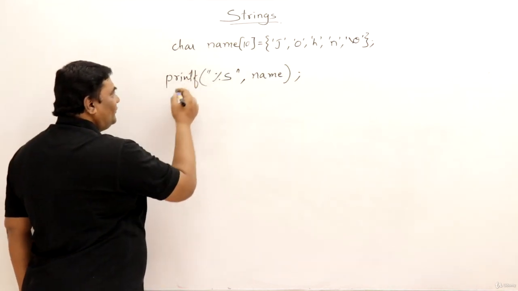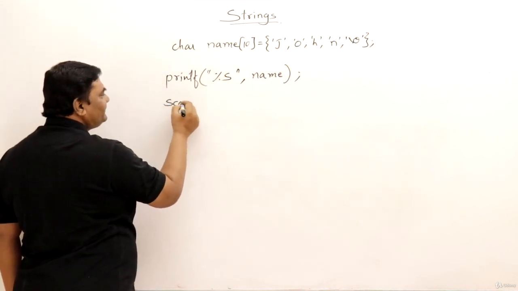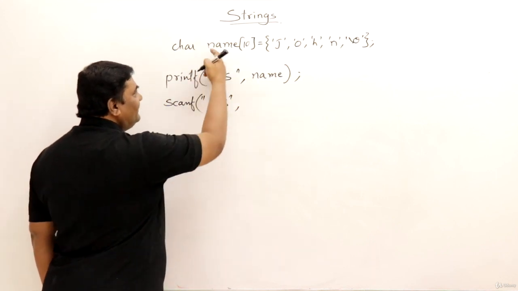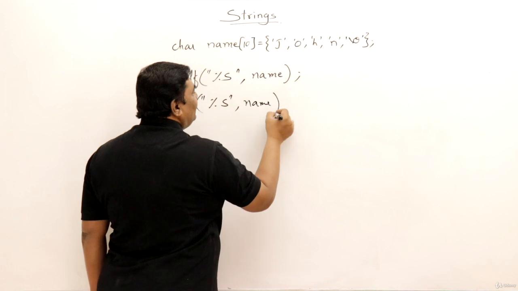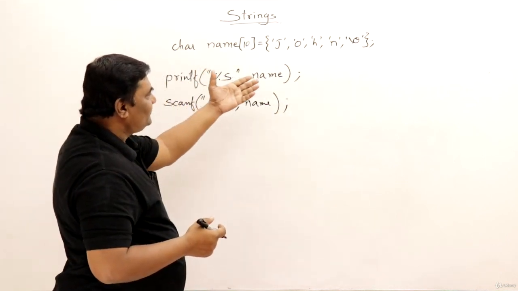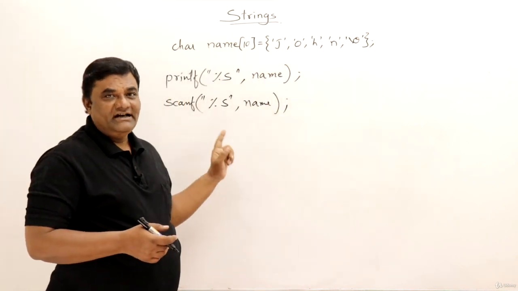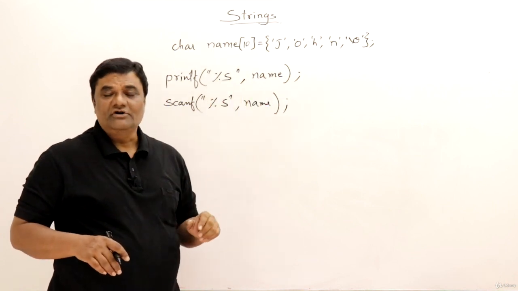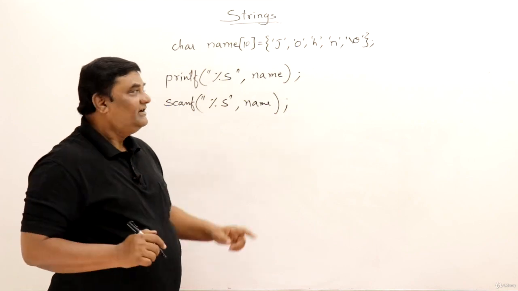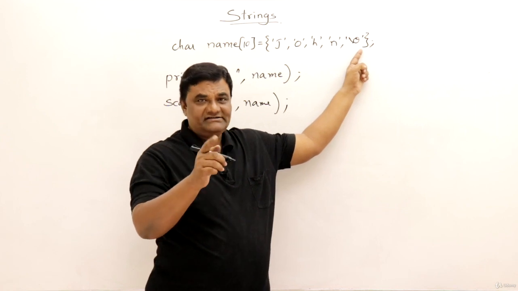Then suppose I want to read a new name, another name in this one, I can use scanf. Scanf with %s again, that is for reading a string, and give the name of an array. Yes, scanf can also read a string from the keyboard and store those alphabets there, followed by \0. So printf and scanf both are dependent on that \0. All the library functions of the C language that are meant for strings are dependent on \0, that is the null character. They work upon a string till they find \0.